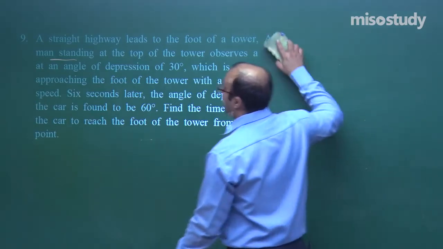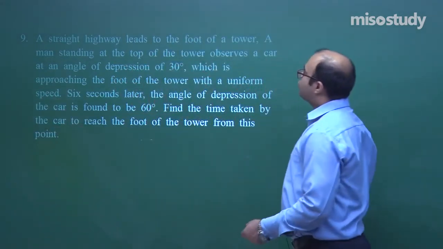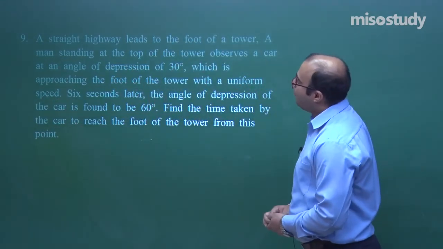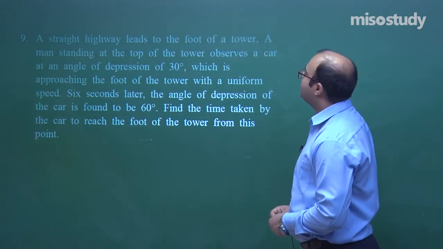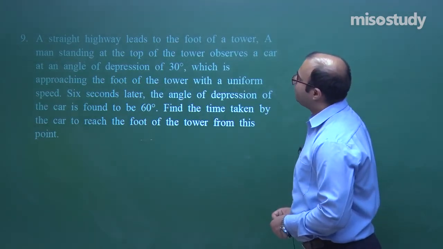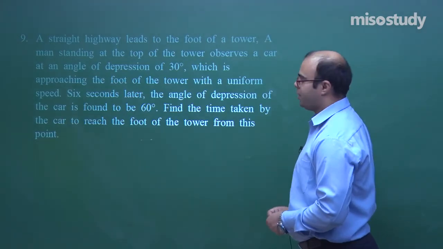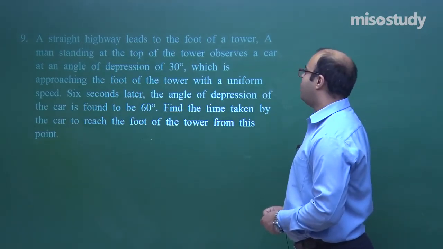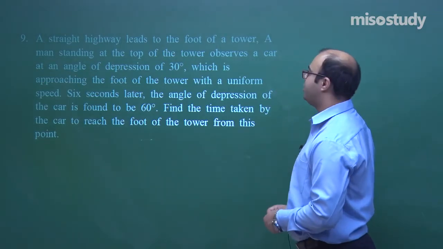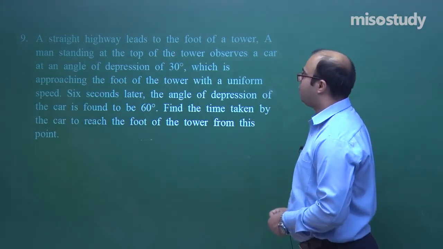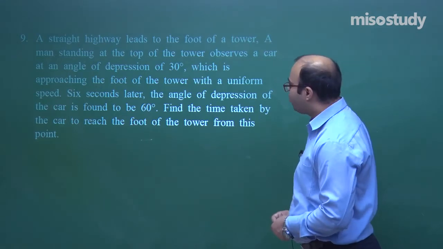A straight highway leads to the foot of a tower. A man standing at the top of the tower observes a car at an angle of depression of 30 degree, which is approaching the foot of the tower with a uniform speed. 6 seconds later, the angle of depression of the car is found to be 60 degree. Find the time taken for the car to reach the foot of the tower from this point.